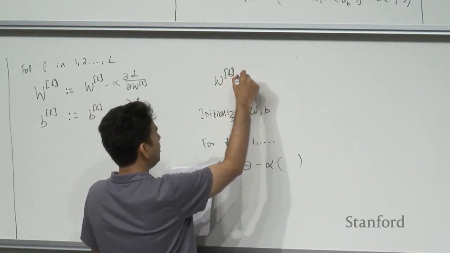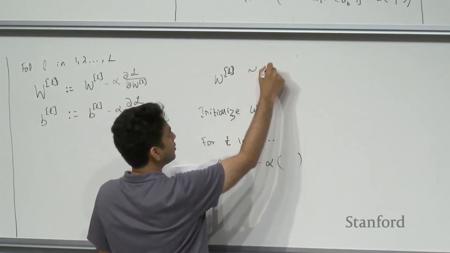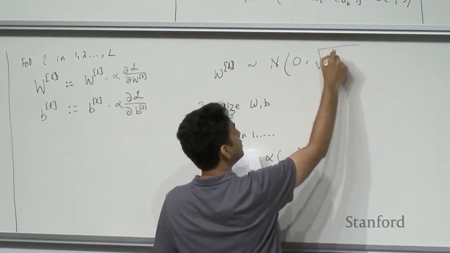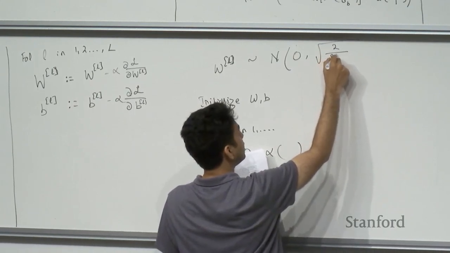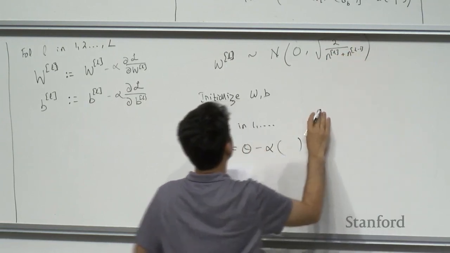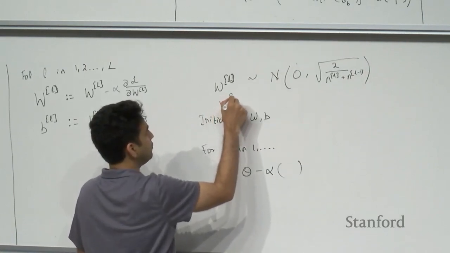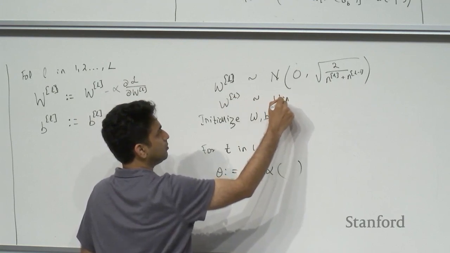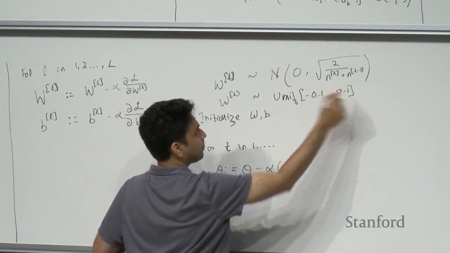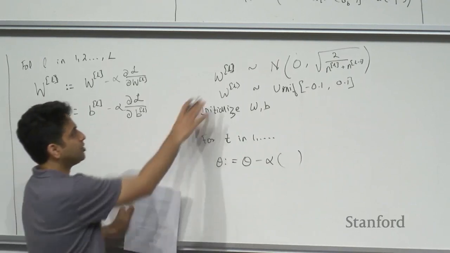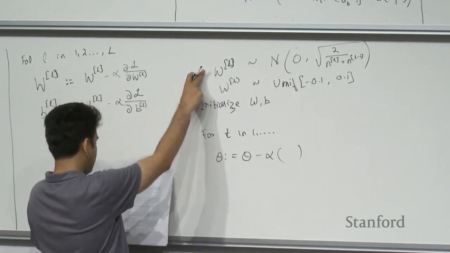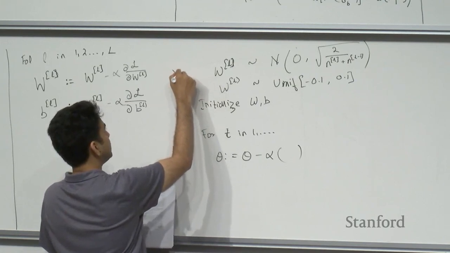So W_L, initialize it with a Gaussian random number generator of mean 0 and standard deviation square root of 2 over N_L plus N_(L-1). This is one choice, or we could also do W_L uniform from minus 0.1 to plus 0.1. There are many different initialization schemes. This is just a random uniform initialization, and this is commonly done. This has a particular name. It's called Xavier initialization.